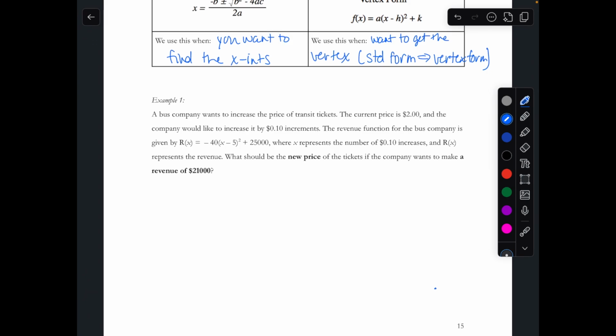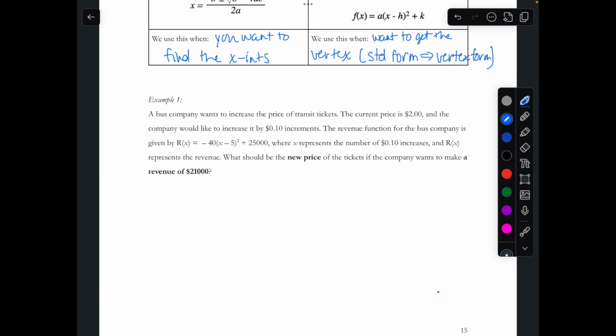A bus company wants to increase the price of transit tickets. The current price is $2, and the company would like to increase it by 10-cent increments. The revenue function for the bus company is given by R of x equals negative 40 times (x minus 5) squared plus 25,000, where x represents the number of 10-cent increases and R of x represents the revenue. What should the new price of the tickets be if the company wants to make a revenue of $21,000?